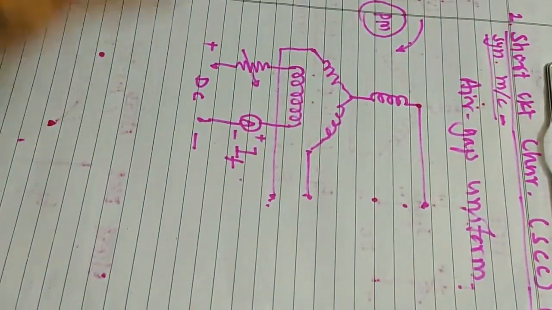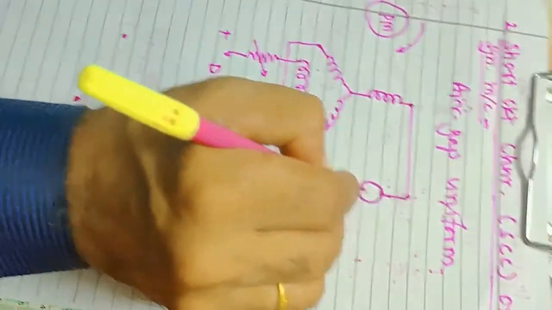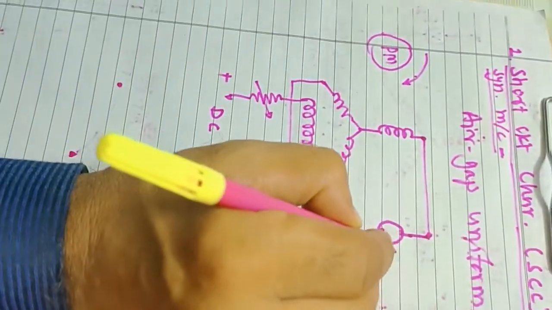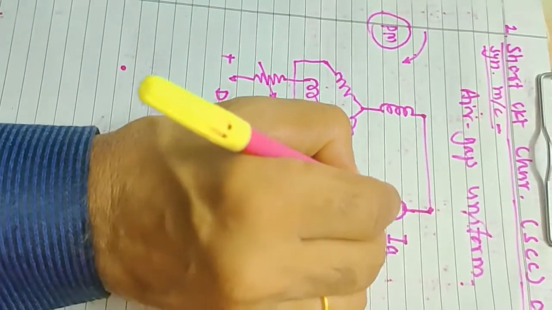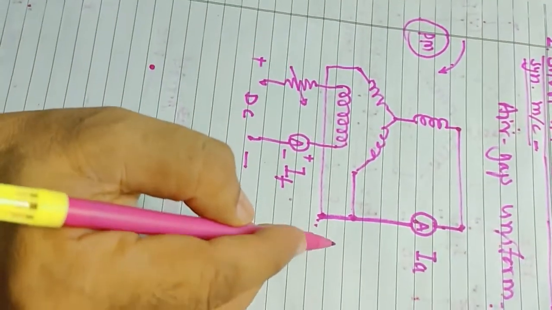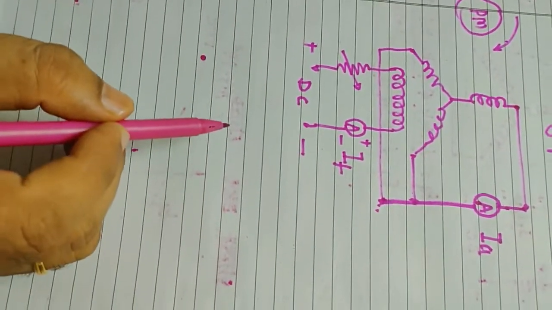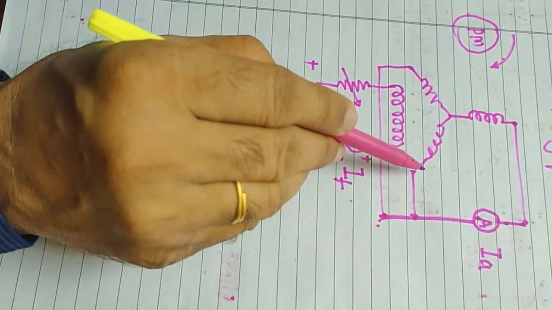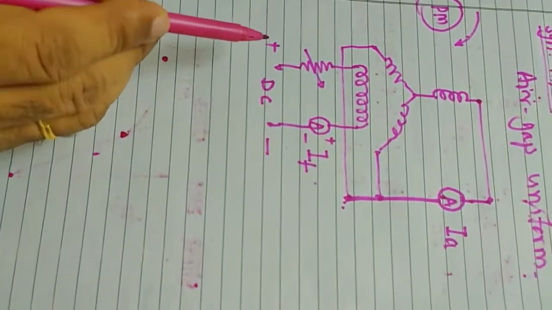As this is the short circuit characteristics, short all the armature terminals through an ammeter. All three phases are shorted through the ammeter. This is the IA. This is an AC ammeter, and it reads the armature current delivered under short circuit condition. The procedure is to rotate the synchronous generator with the help of a prime mover at its rated synchronous speed.